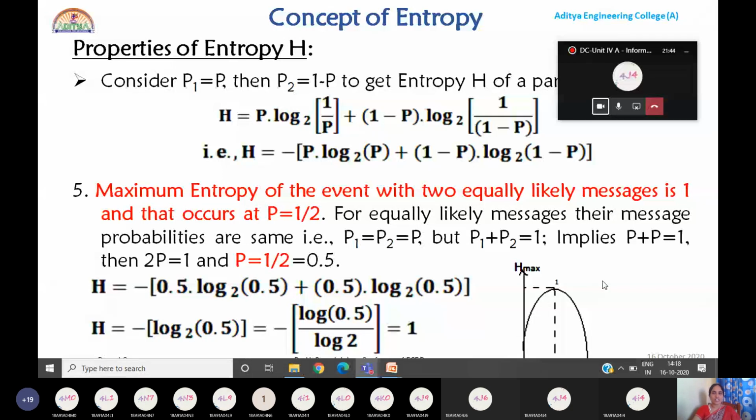So in the last class we discussed that maximum entropy of the event for two equally likely messages, you can see it in this graph of H max versus P. Here maximum entropy occurs when P is equal to 1 by 2. Here maximum entropy is 1. So whenever P is greater than 1 by 2 or less than 1 by 2, our entropy value will be less than 1.